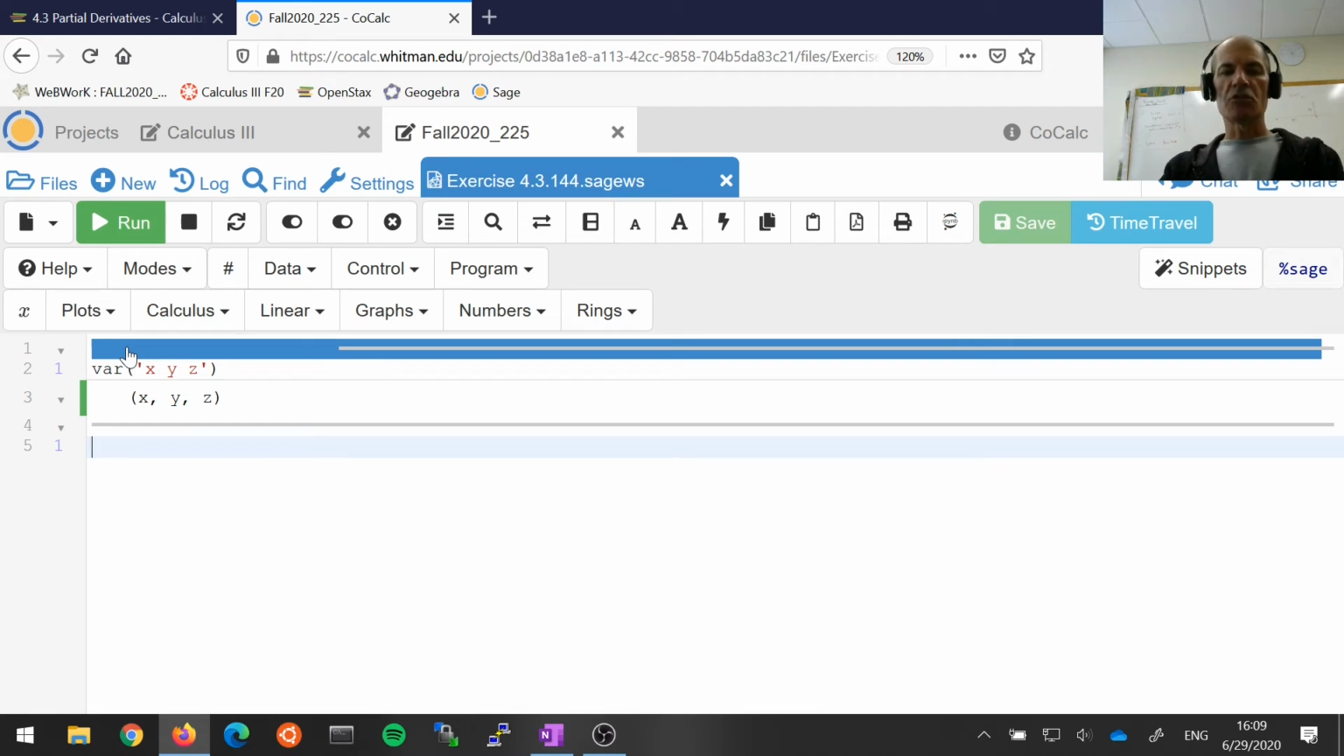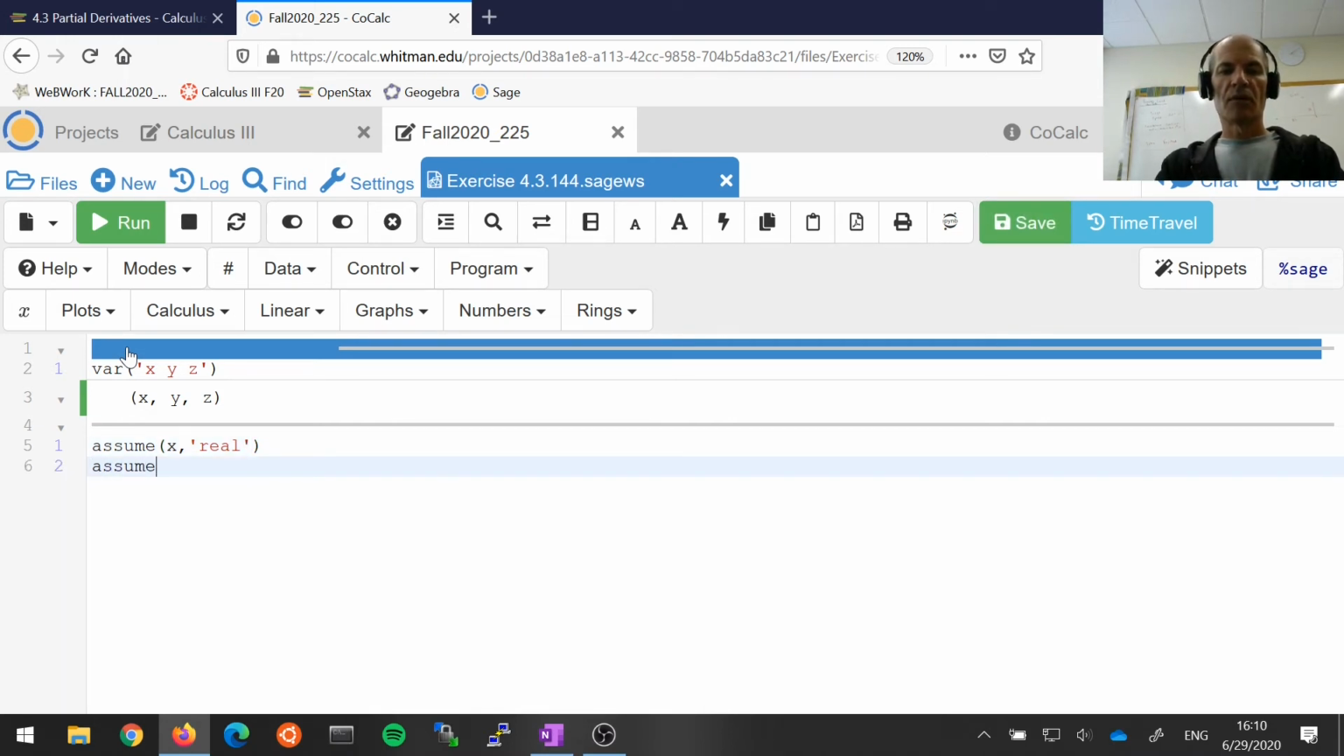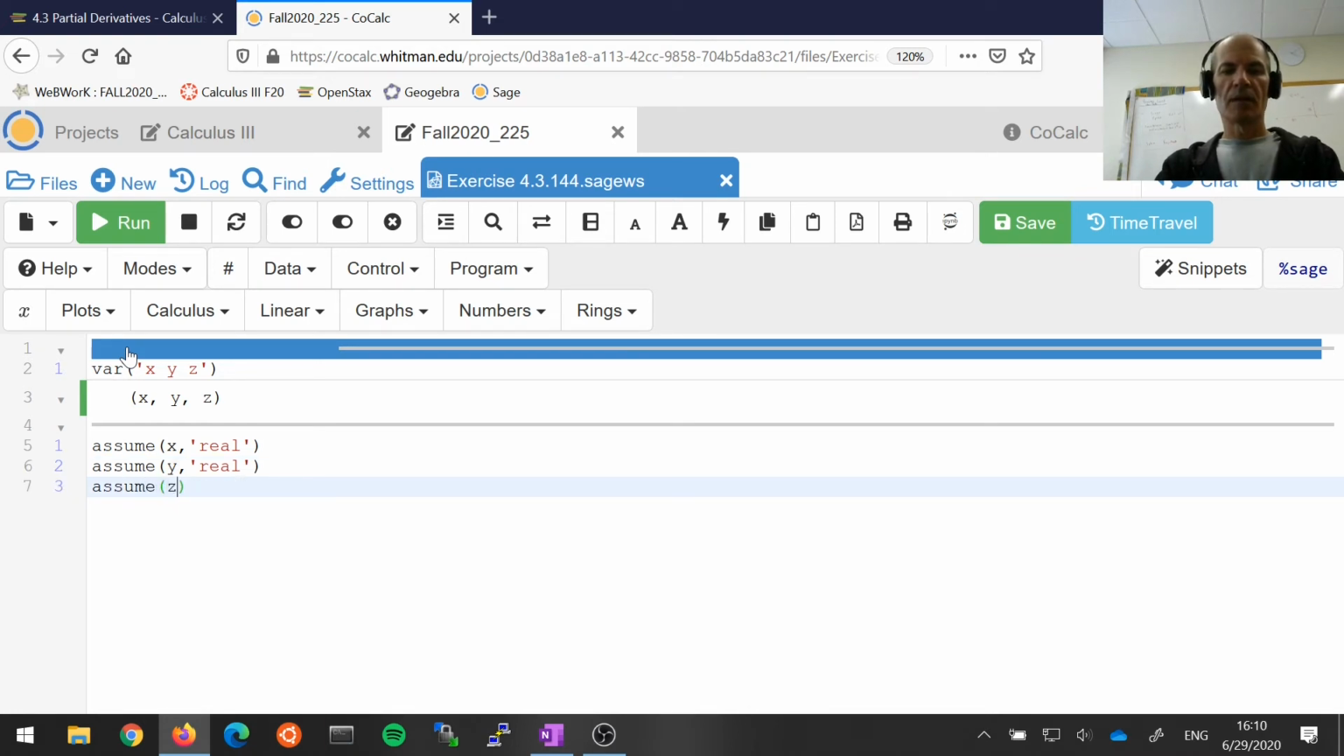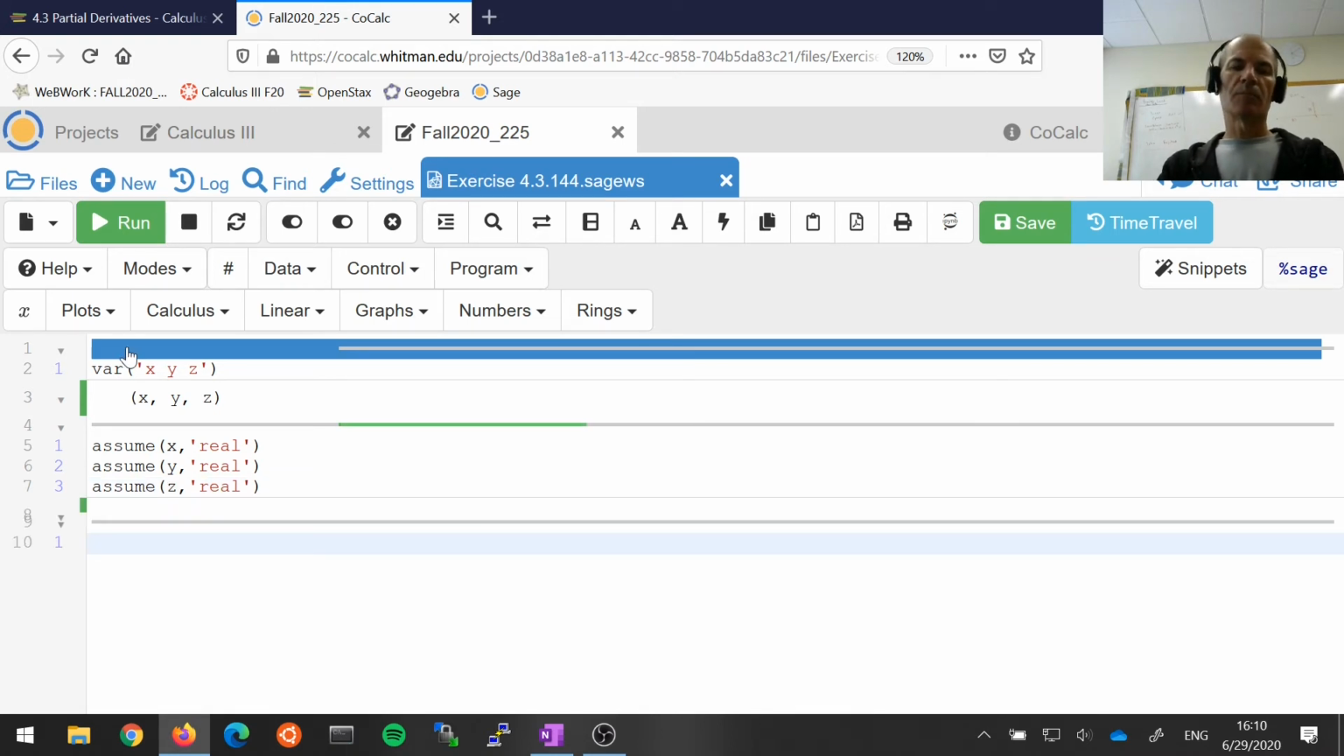We talked a little bit about assumptions last time, and if you want, you can put assumptions on these variables. For example, we can assume that x is real, assume that y is real, and finally that z is real. This is not super important for the particular exercise that we're working on, but if we're doing more complicated partial differentiation and we start asking Sage to simplify things and there are trig functions involved or exponentials or logs, these assumptions will help. So it's always kind of good to get in the practice, even though this particular exercise doesn't require it.